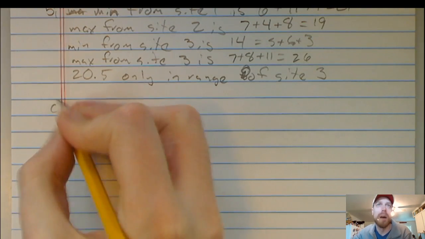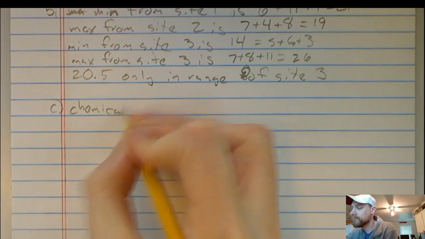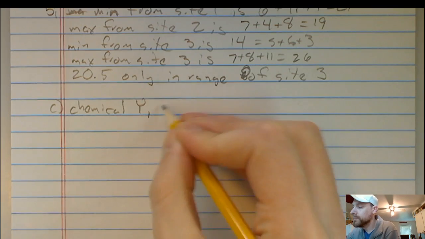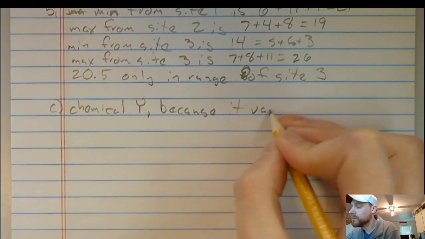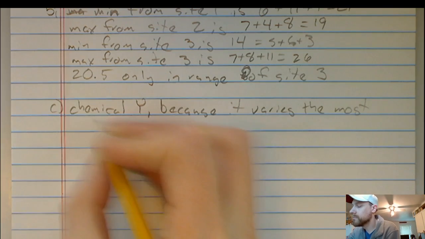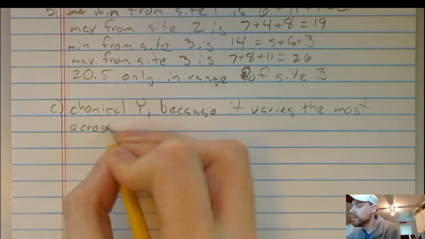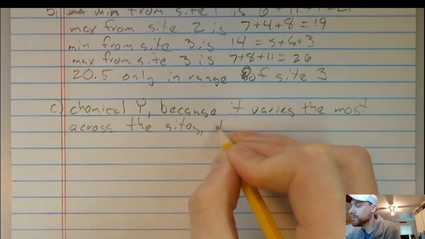So for C, it's chemical Y. Because it varies the most. Across the sites, there is no overlap in range.